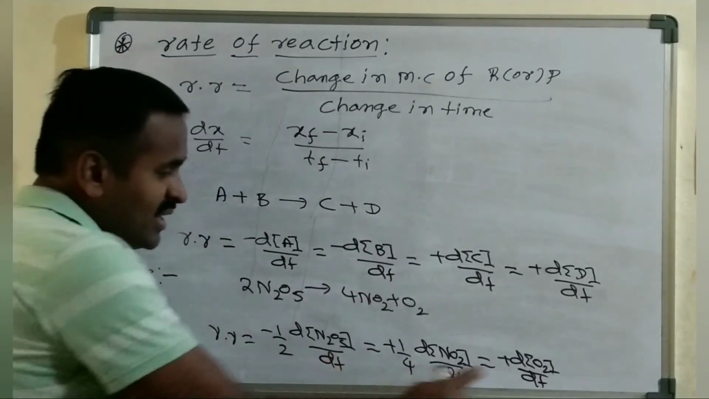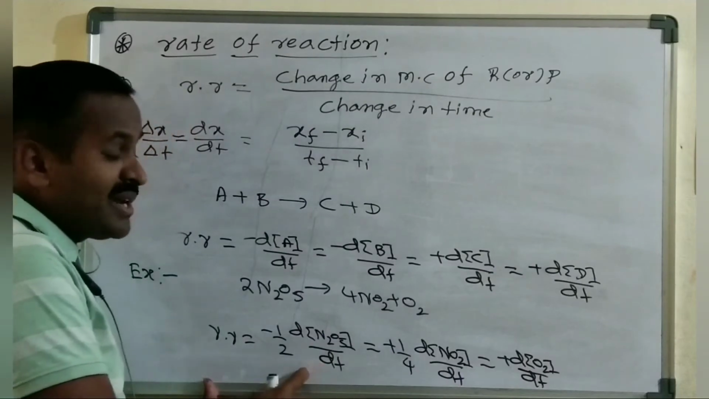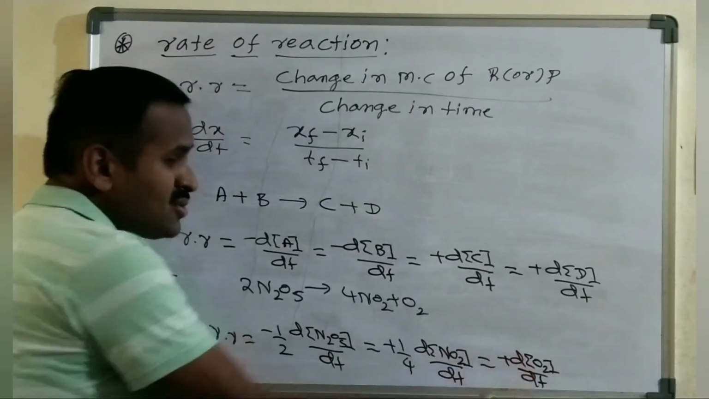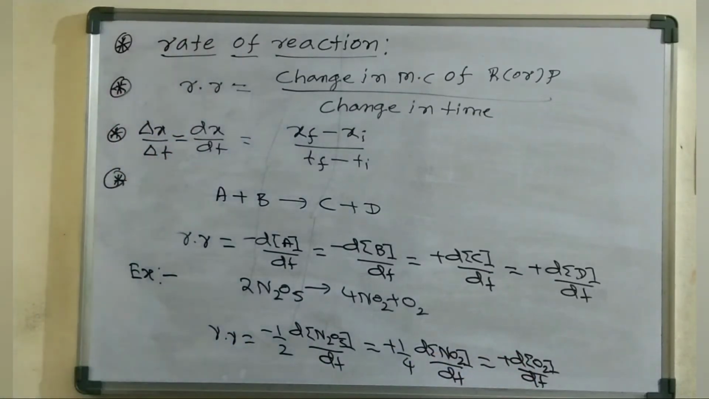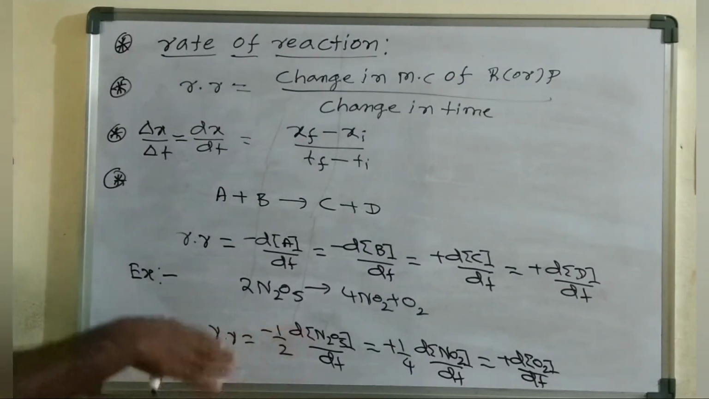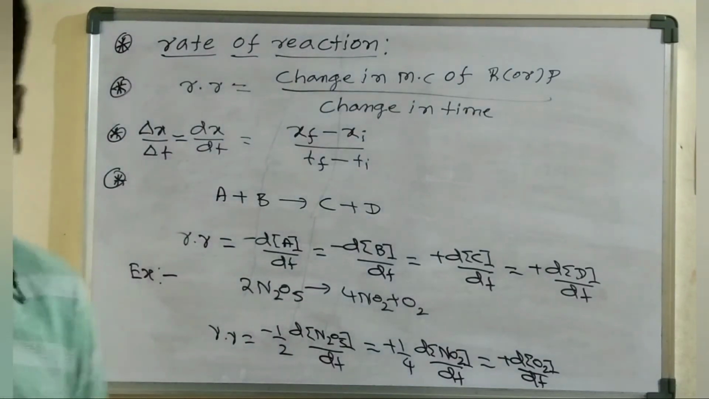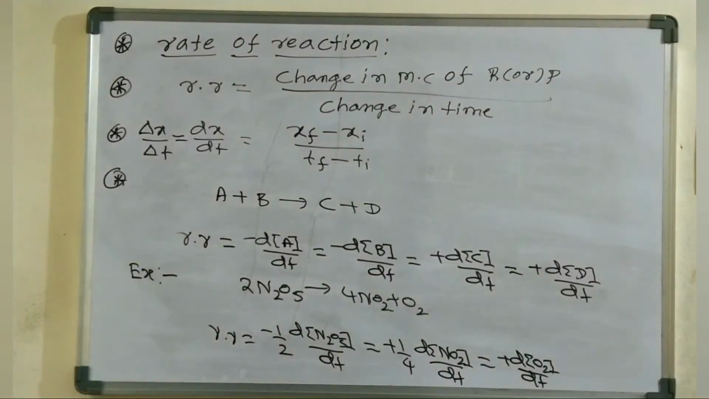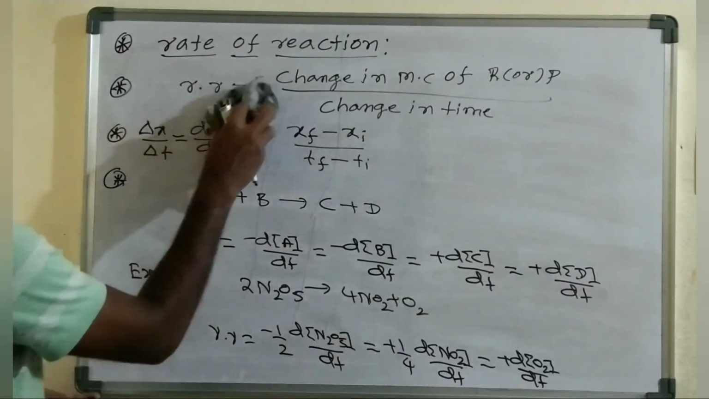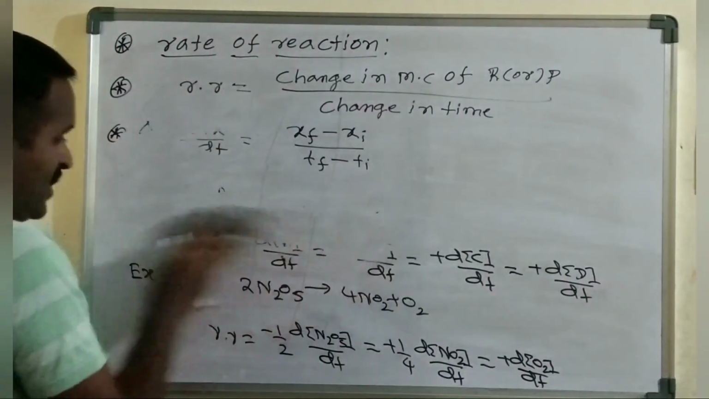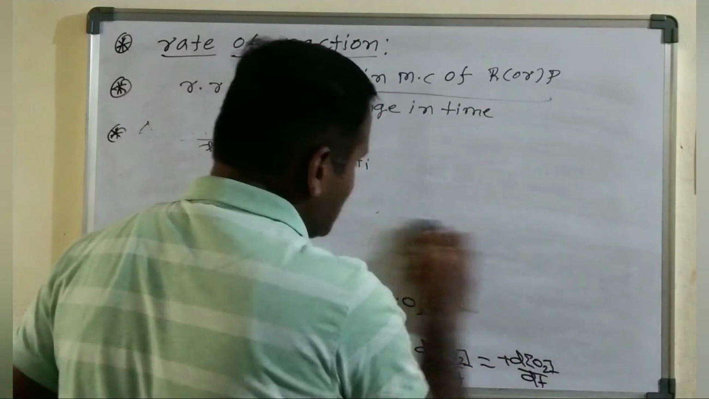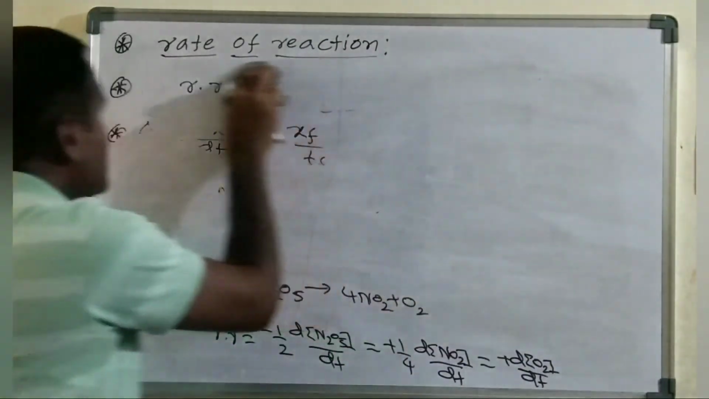Or with this correlation, the disappearance of N2O5 is equal to 2 times the appearance of oxygen, right? In such a way they may ask questions, and you can take these as examples. Next, after this one, we have another example, given with fractional stoichiometric coefficients.